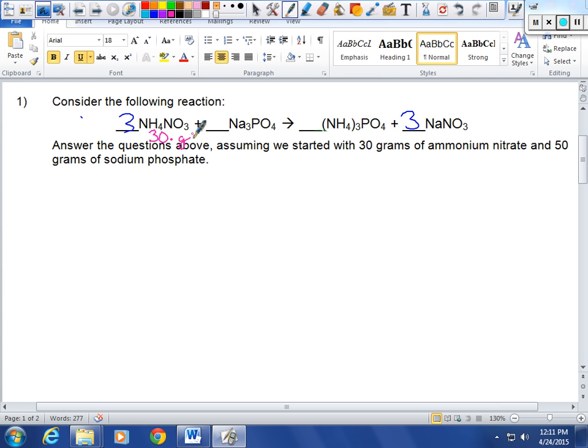Assume that we have 30 grams of ammonium nitrate and 50 grams of sodium phosphate. What's sodium phosphate? Very good. So we're going to say 50 grams of sodium phosphate. Now notice they don't mention anything about the product, but the first part says answer the questions above.